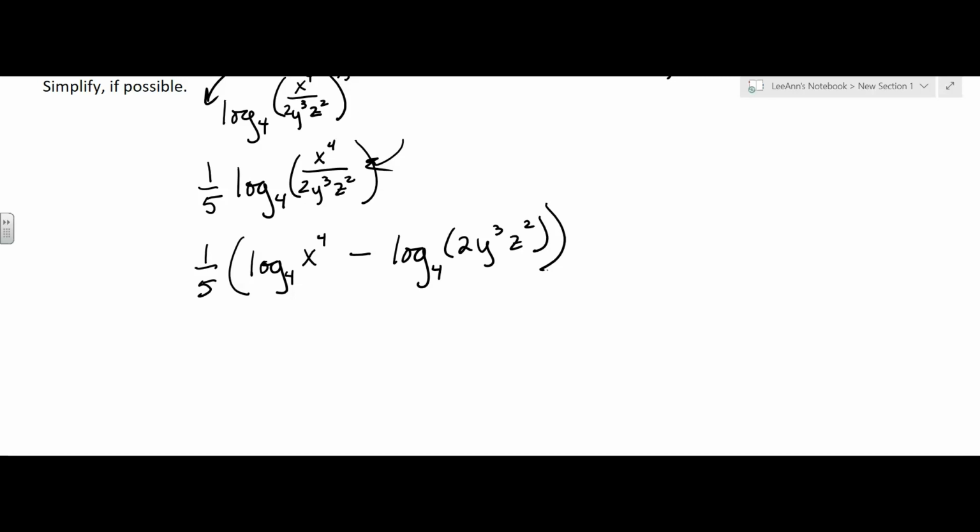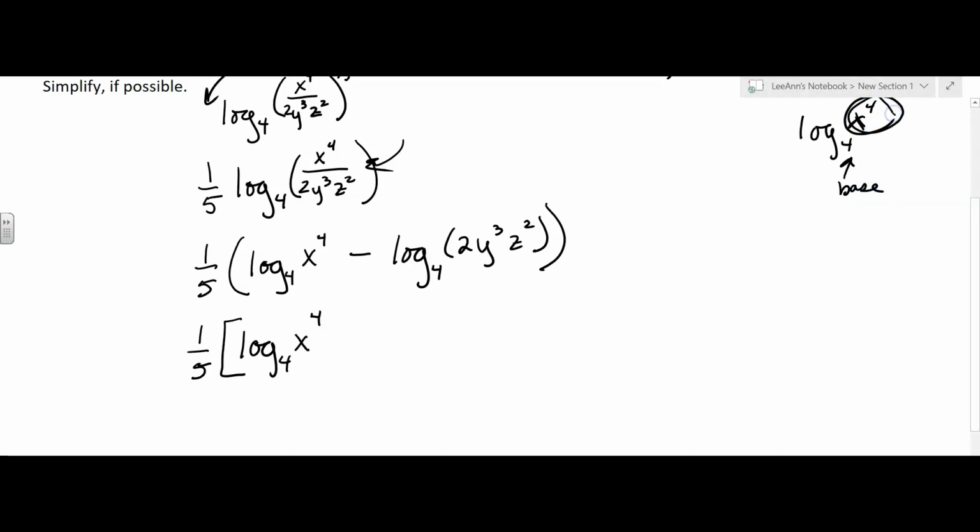Okay, now we're going to do a little bit more. So we're going to have 1/5, and then I'm going to pull in a bracket here, log base 4 x to the 4th. Now remember, when you have a logarithm, where can I write this? So log base 4 of x to the 4th. This is the base, okay? There's no exponent on that 4. This is the argument, okay? So the argument is x to the 4th.